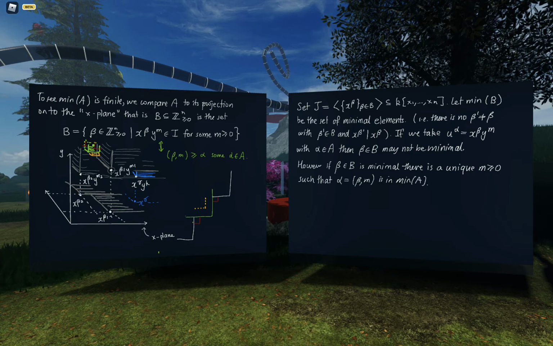Okay, so we therefore have an injective map from min B to min A, which just sort of looks up. Right? Take beta, send it to the unique alpha, which is above it.